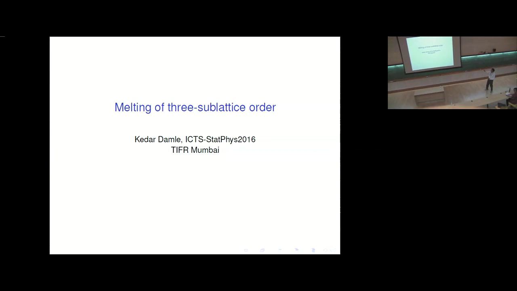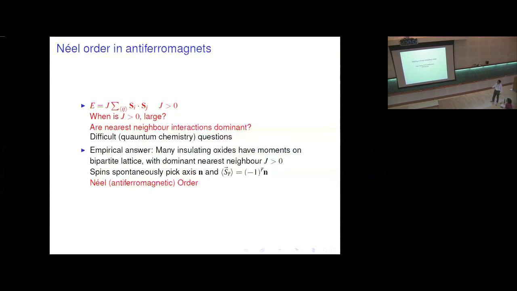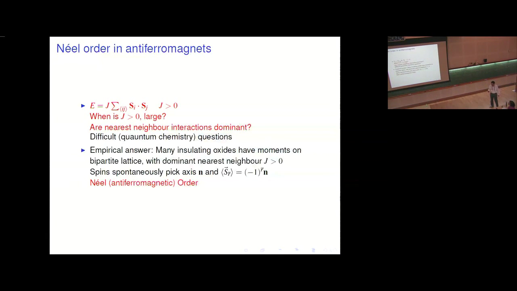And I should start by saying what this is. So let me do that. So we know that in many insulating oxides, there are magnetic moments. And the magnetic moments interact with each other through exchange interactions. Now, questions about when the exchange interactions are large, when they are small, what's their sign, things like that are difficult chemistry questions. But empirically, we know that many such materials have ions with magnetic moments that form a bipartite lattice. And they have dominant nearest neighbor exchange interactions of this form where J is a positive constant.